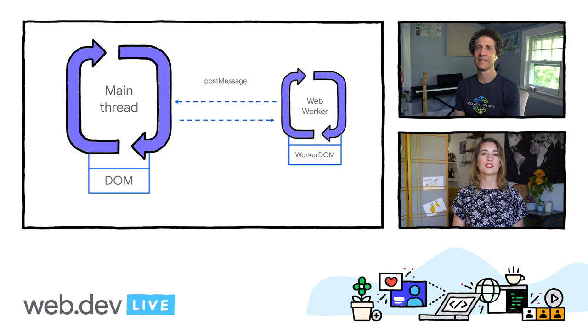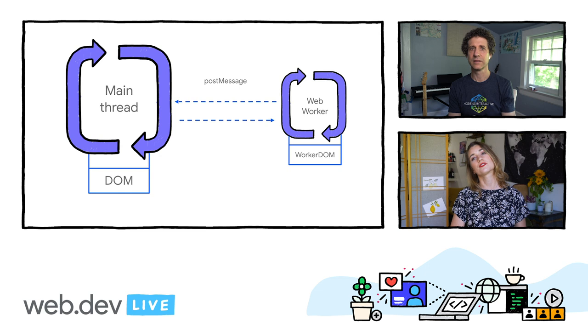So I heard you say AMP. Is all of this only true for AMP, or can I use WorkerDOM with a different stack?